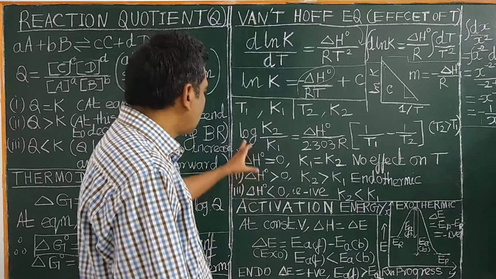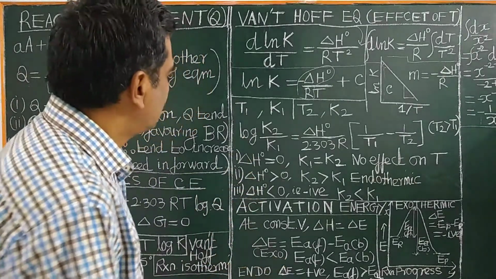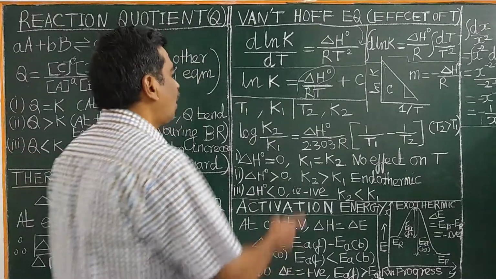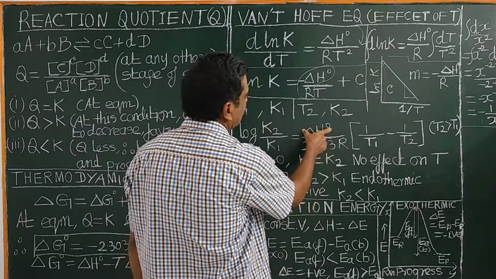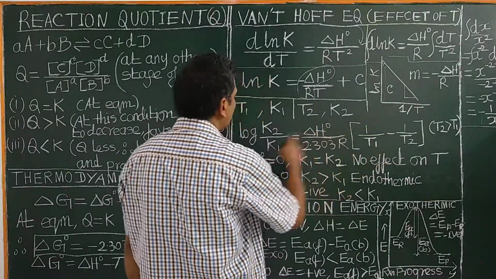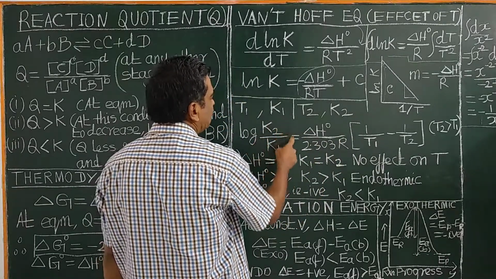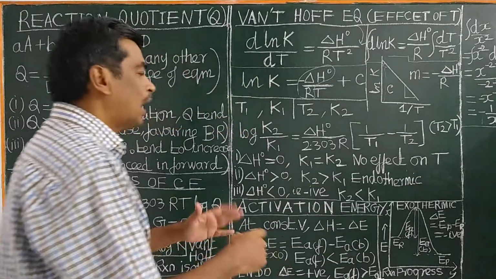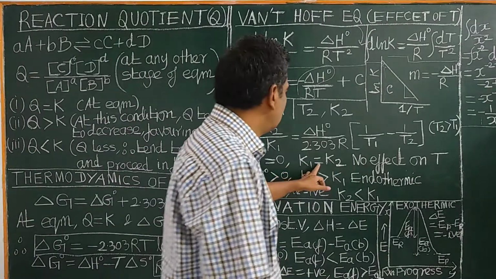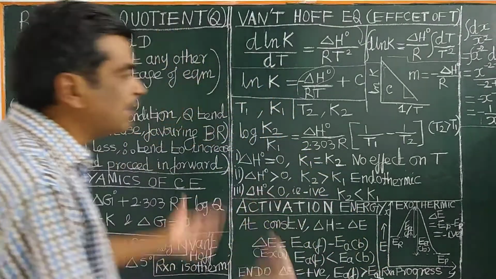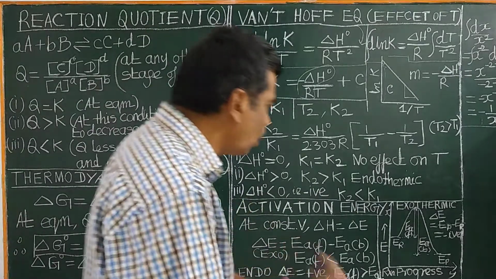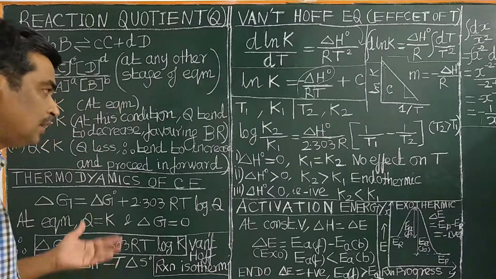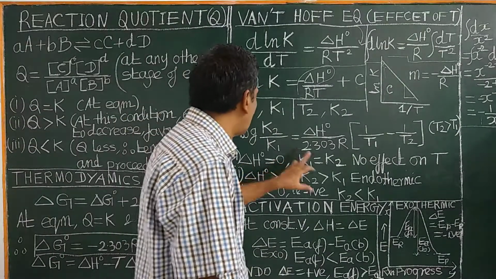Okay. Now there are three cases. First, when the heat of reaction delta H naught equal to 0, on substituting here this becomes 0, therefore log K2 equal to log K1, that is K1 equal to K2. At two different temperatures the K value is the same, therefore there is no effect of temperature on the chemical equilibrium when delta H naught equal to 0.